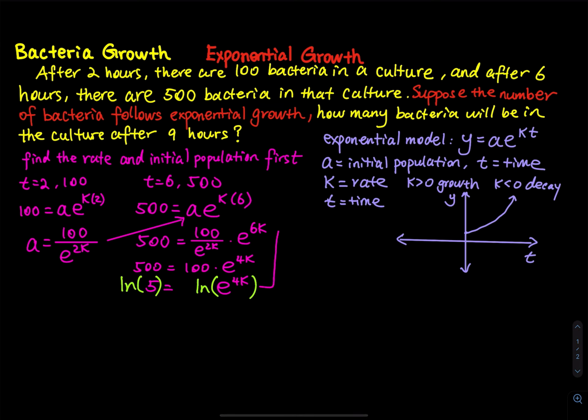So let's bring it over here. We have ln 5 equals 4k times ln e. ln e is equal to 1. So we have ln 5 equals 4k. And then k is equal to ln 5 divided by 4. If you evaluate that, this is greater than 0. So when k is positive, what does that mean? That means the population is increasing exponentially.